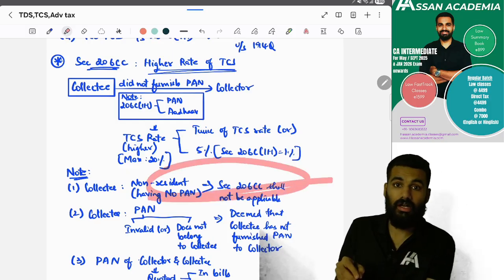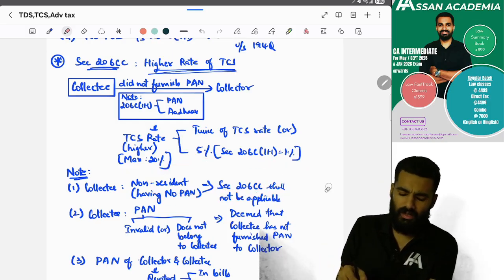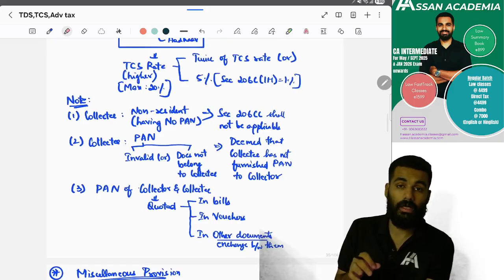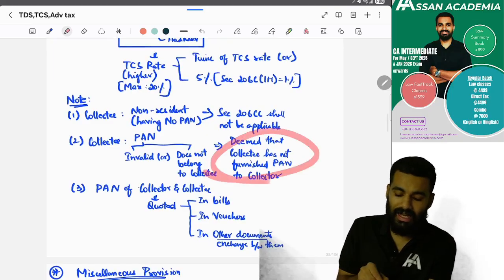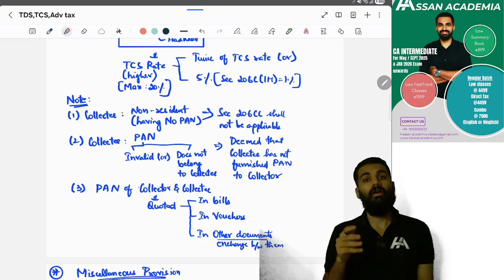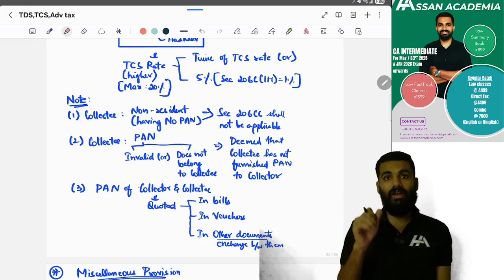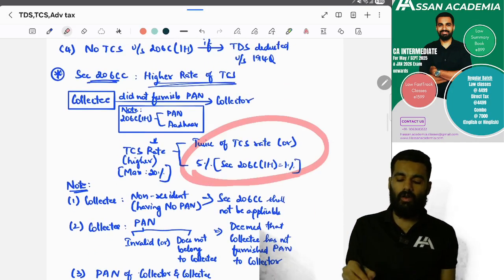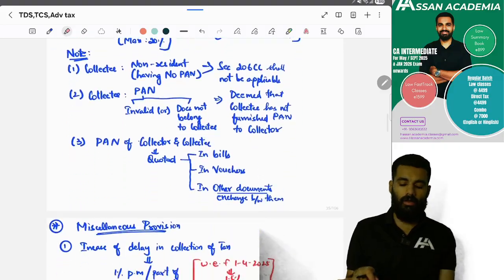But if it is a non-resident not required to have PAN, then this particular provision will not be applicable. Even if the collectee has given a wrong PAN number, it will be considered as he has not given us PAN. For him, this particular rate only will be applicable.